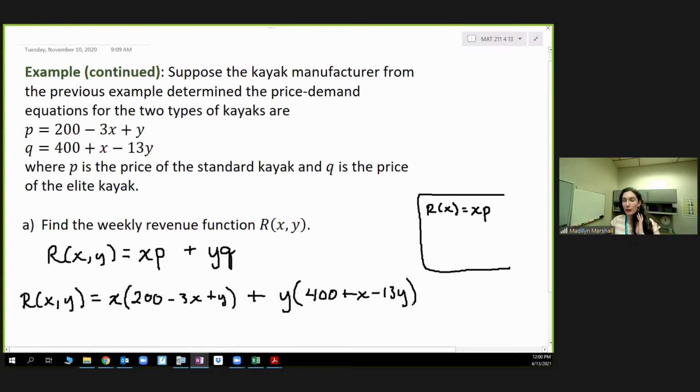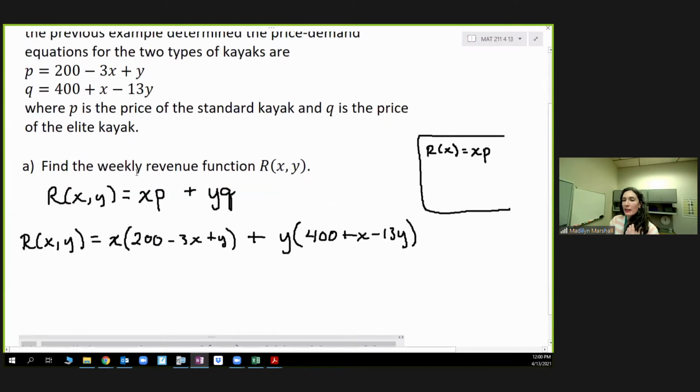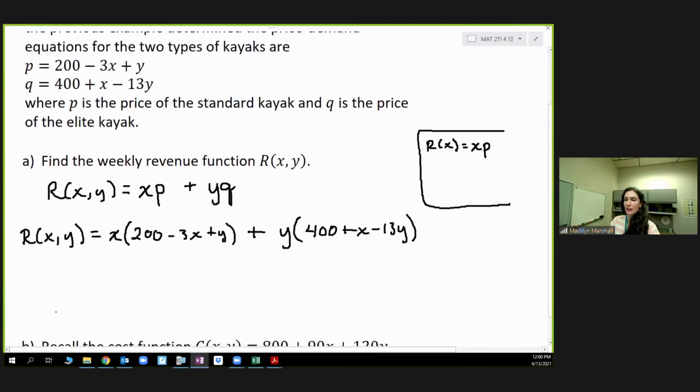So our revenue function works exactly the same way as the revenue function in one variable. We just have to take into account that we're getting revenue for more than one thing now, so we have to add up all of those things. Let me move that for a second. And this technically is the revenue function, but let's just multiply it out so we have it ready for the next step.